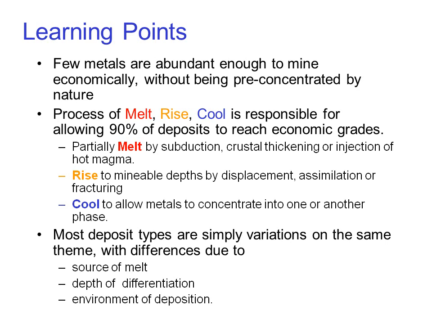Then allow the magma to rise to mineable depths, either by displacement or assimilation of the rocks above it, or causing or taking advantage of fractures. Then cool the magma to allow the metals to concentrate into one or another phase. And this cooling and partitioning provides the second very powerful mechanism to concentrate the metals into economic grades. Most deposit types are simply variations on the same theme, with differences due to the source of the melt, the depth of differentiation, and the environment of deposition.